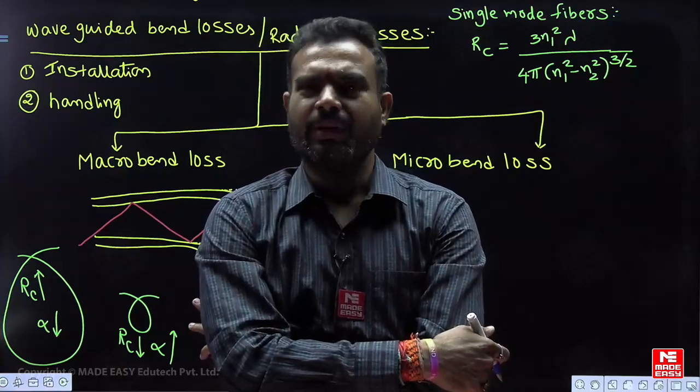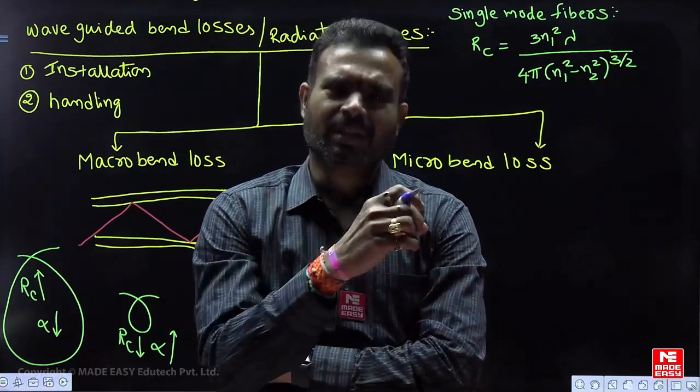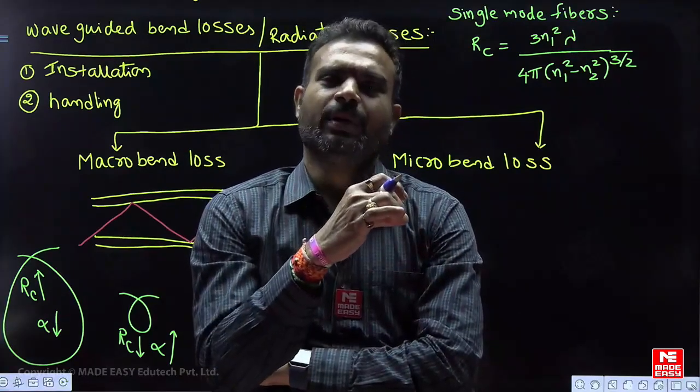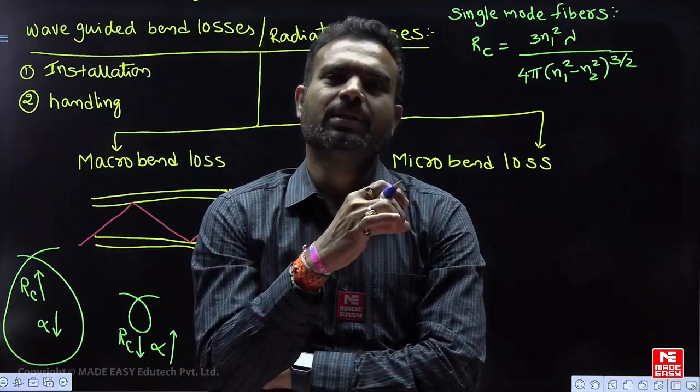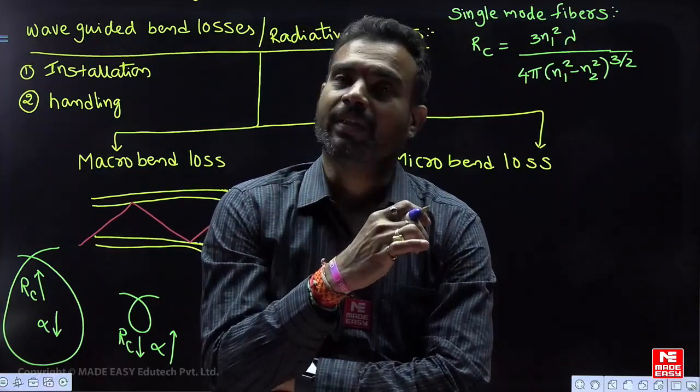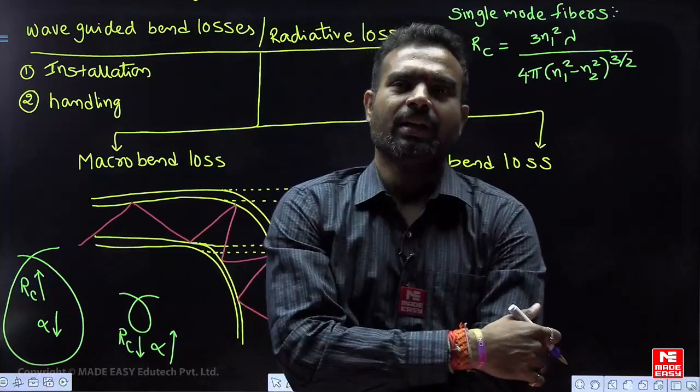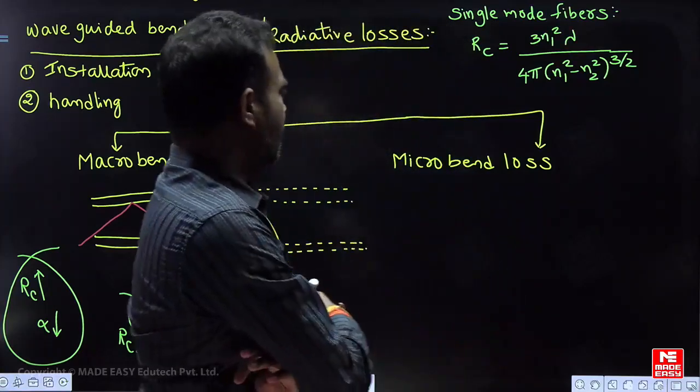So, this formula is very much important. Just understand that the radius of curvature depends upon two important things. One is the refractive index of core and cladding, another one is wavelength. Is that right? Now, I will tell about the same explanation.